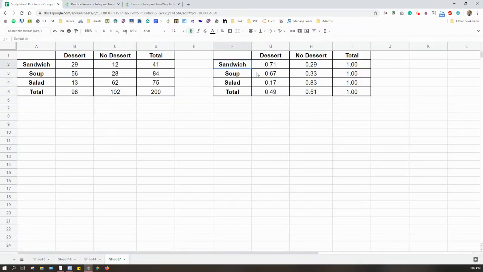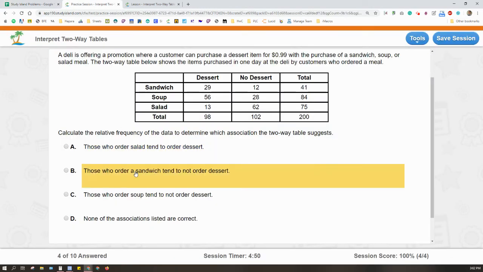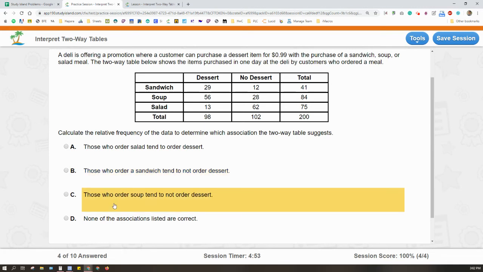How many of them tend to not order dessert? Only 29%. So B is false because, in fact, the sandwich people do tend to order dessert. 71% of them order dessert. So B is false. Finally, C.